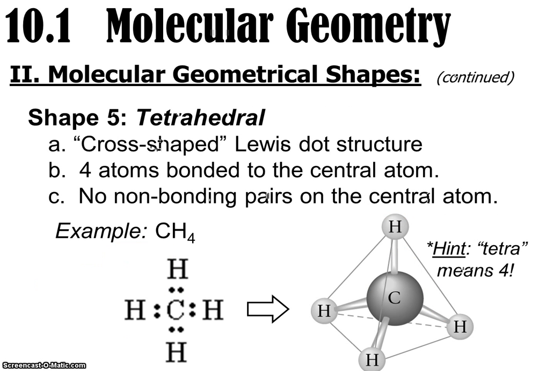Finally, our last shape is tetrahedral. Tetra means 4, as you've already learned, so this is a good one to remember that it's something that has 4 bonding pairs. So a tetrahedral molecule will look like a cross shape in its Lewis dot structure, as we can see here. There's 4 atoms, which means there are 4 bonding pairs. There are no additional non-bonding pairs, and this is because of the octet rule.